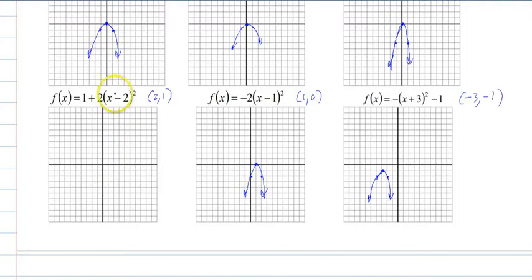So putting it all together, this one is not graphed correctly. Let's try that again. It's 2, 1. And then from that number 2, it's up 2 over 1, up 2 over 1. And there it is. This is -1, 0. So it's 1, 0. And then down 2 over 1, down 2 over 1. And then it's -3, -1. And then down 1, down 1.